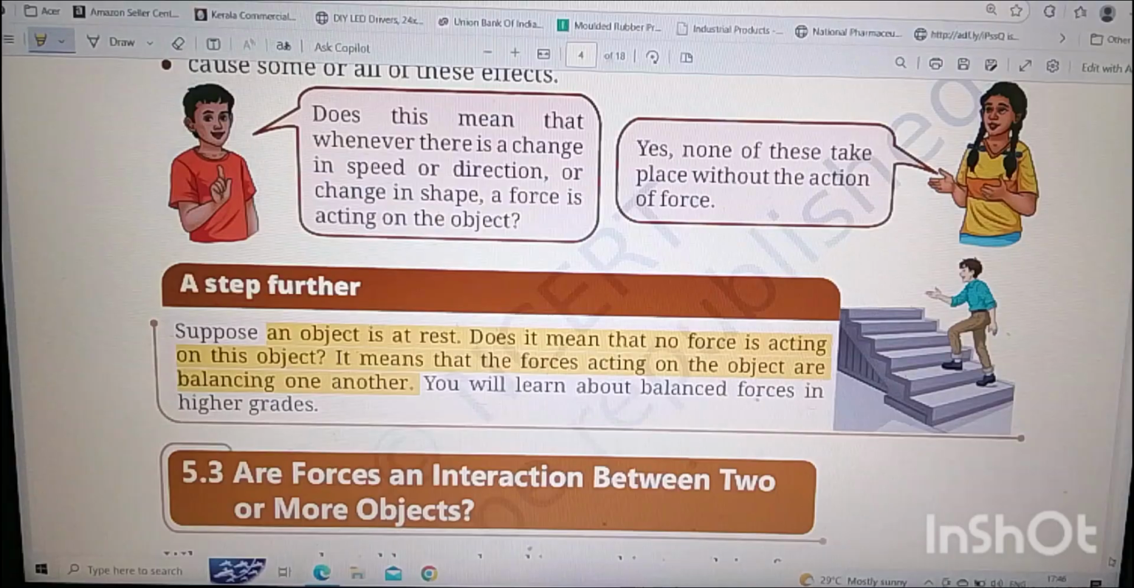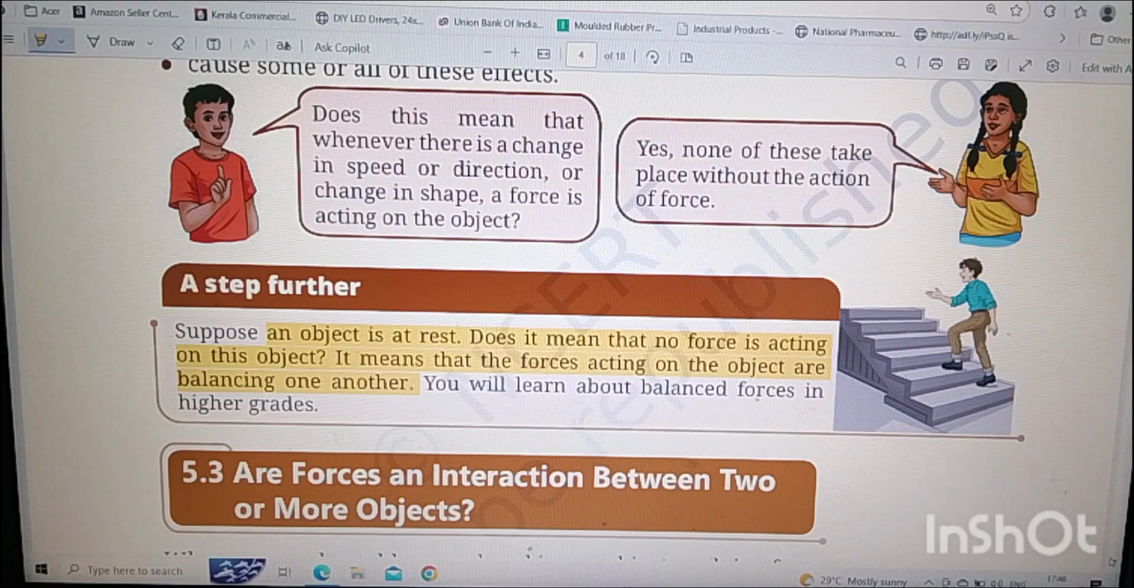When an object is at rest, what does it mean? It doesn't mean that no force is acting on it. Actually, the force acting on that particular object is a balanced force. We already learned what balanced and unbalanced forces are, right? A balanced force means equal force. Two equal forces are acting on that particular object.